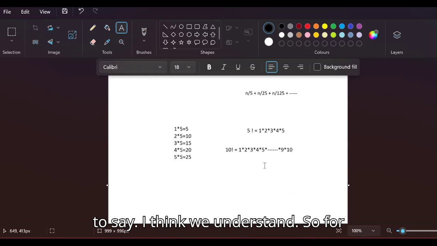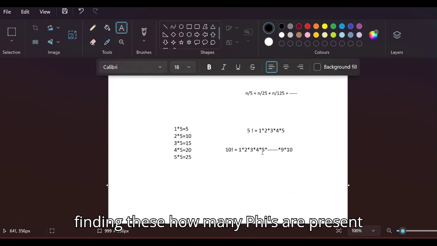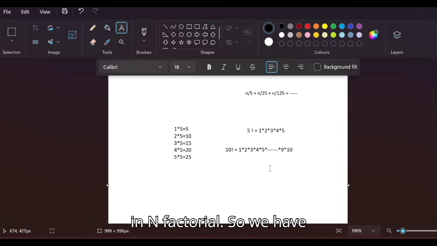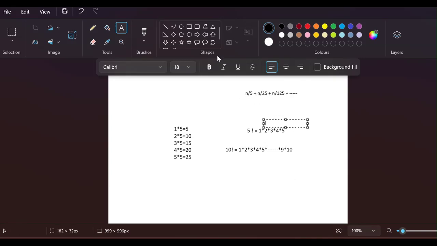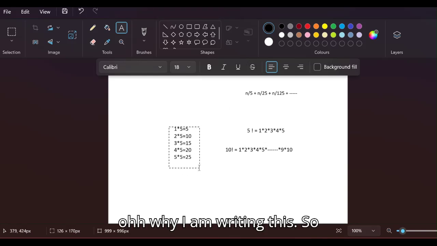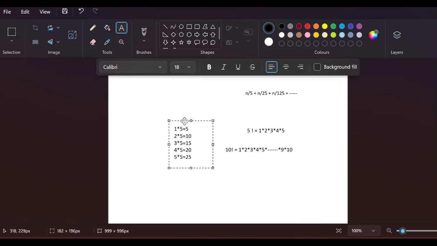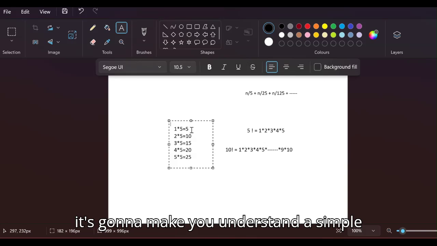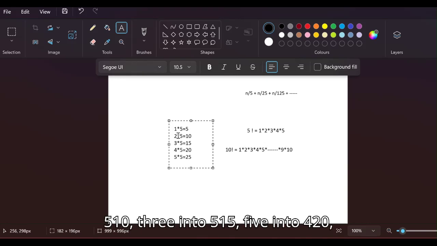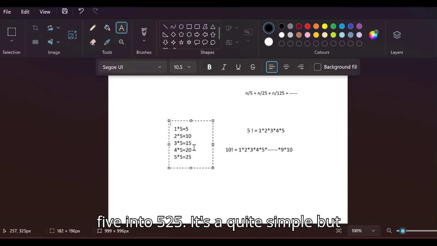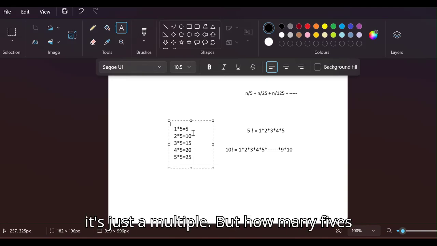I think you understand. So for finding how many fives are present in n factorial, we have this formula. This is the formula for finding how many fives are present in n factorial. And why I'm writing this is to help you understand a simple logic. 1 into 5 is 5, 2 into 5 is 10, 3 into 5 is 15, 5 into 4 is 20, 5 into 5 is 25. It's quite simple, but it's just a multiple.